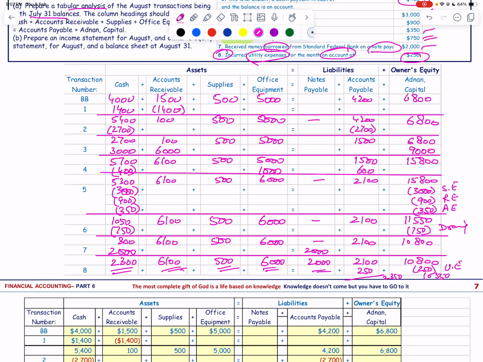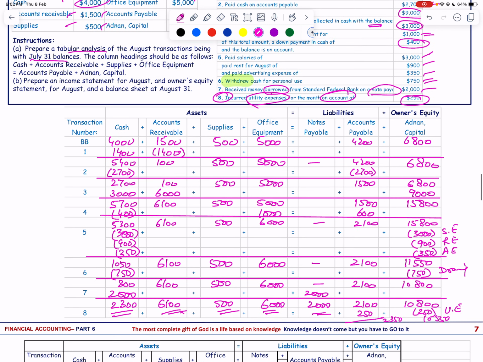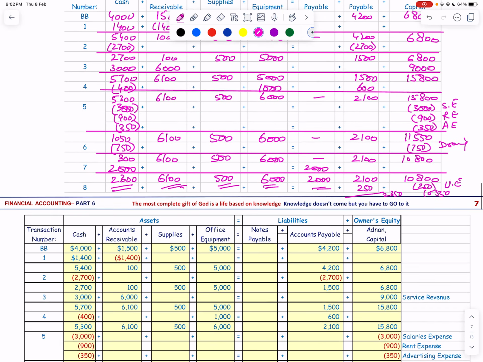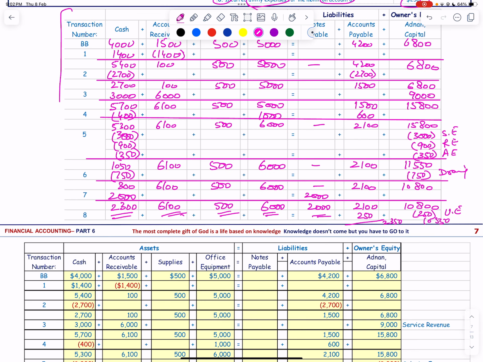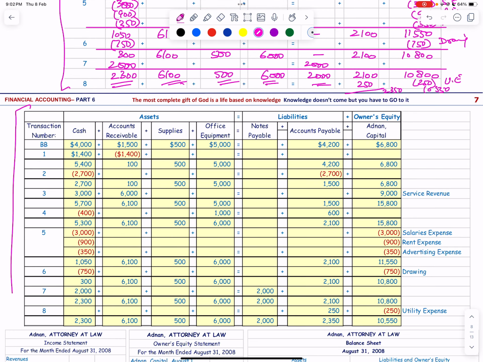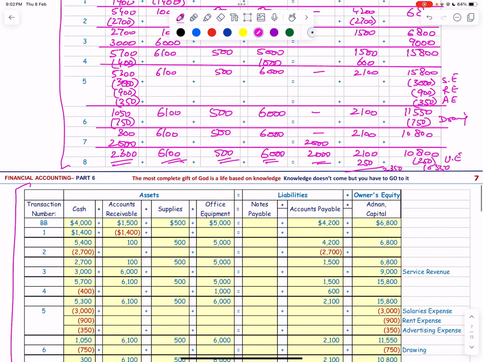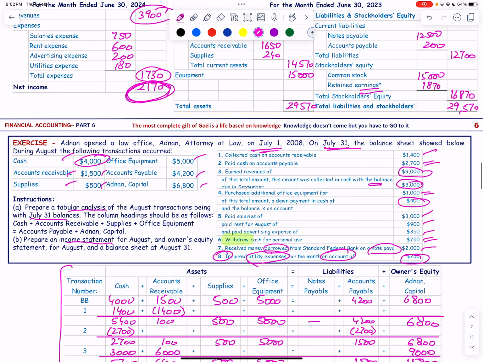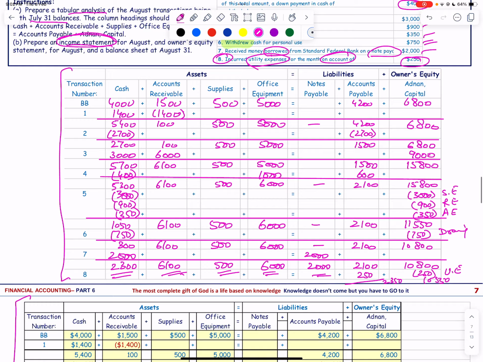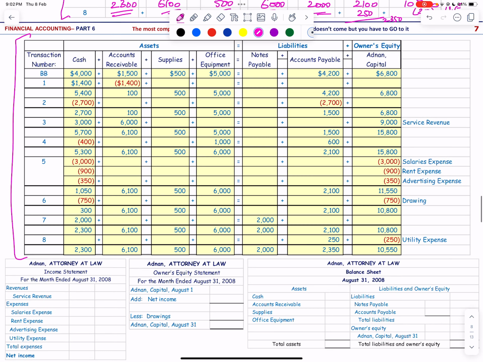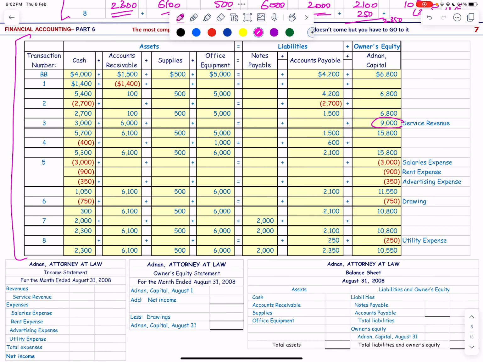Okay. We go to part B and we have to prepare the income statement, and we'll be doing this on the next page. Once again, this solution has been put in a table to make it easy for you to read. And here they say we have to prepare the income statement. So income statement is the total of revenue minus expense, and revenue is 9,000.